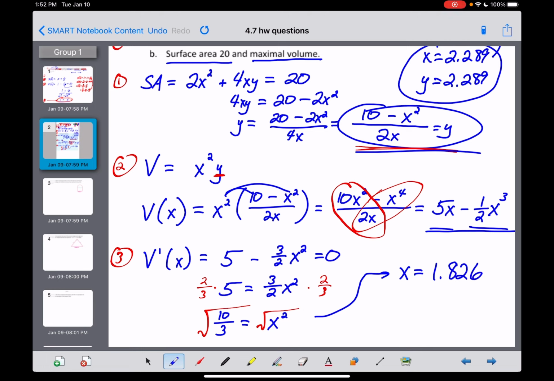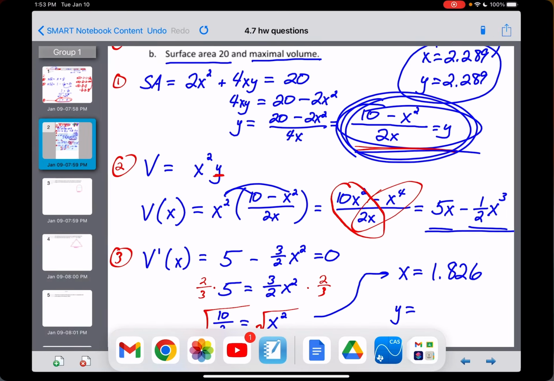Now, just like in the first part, they're asking for the dimensions here. So we've given them what x is. We also need to give them the value of y. So to do that, this is a little ugly. I'm going to go back to this expression right over here and use last answer in my calculator to more accurately come up with what y can be. So 10 minus x squared over 2x.